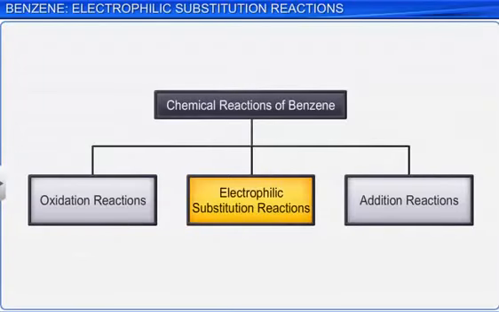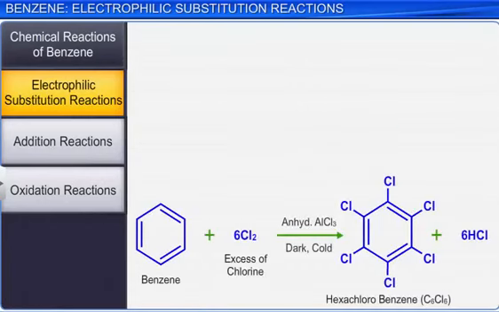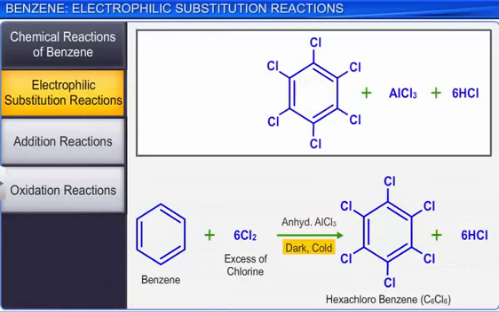Note that during electrophilic substitution reactions, if an excess of electrophilic reagent is used, then further substitution reaction may occur in which the other hydrogen atoms of benzene may also be successively replaced by the electrophile. For example, benzene, on treatment with an excess of chlorine in the presence of anhydrous aluminium chloride in the dark, gives hexachlorobenzene. Let's move on to the next type of chemical reaction, addition reaction.